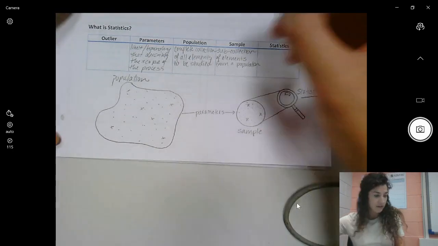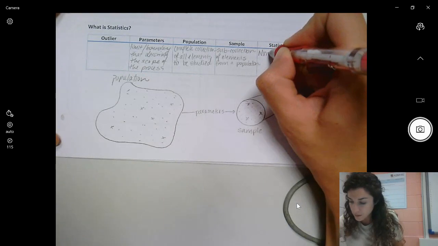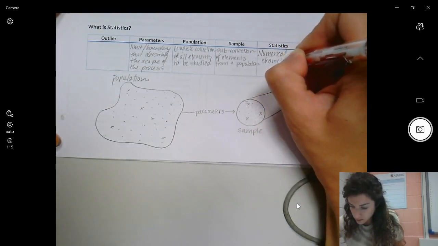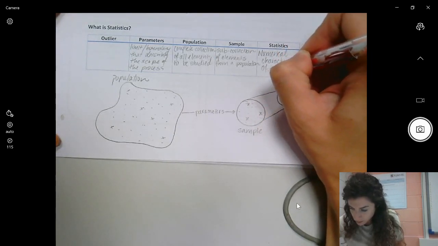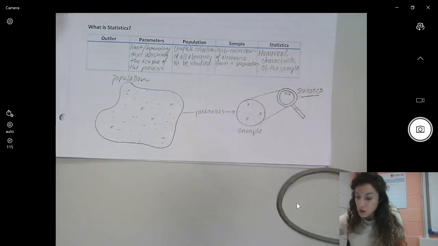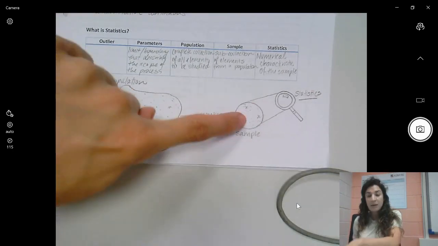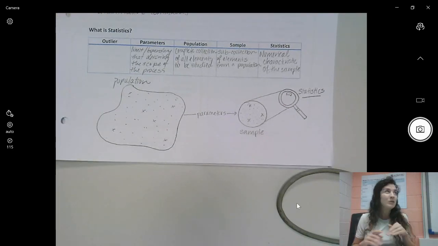So let's write down the definition. Statistics is a numerical characteristic of the sample. So we use this numerical characteristic of only the sample to then make inferences of what's going on in the population. Will it always be true? No, but that's the hope.